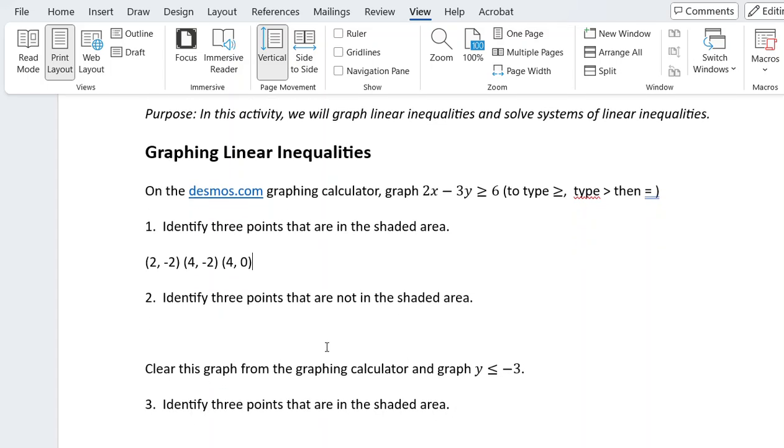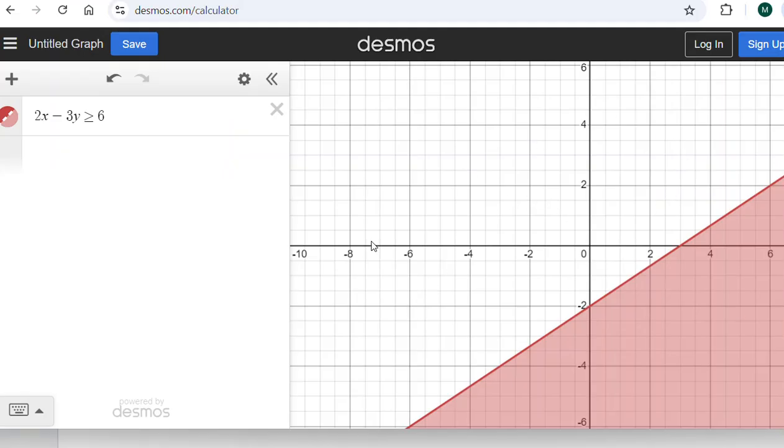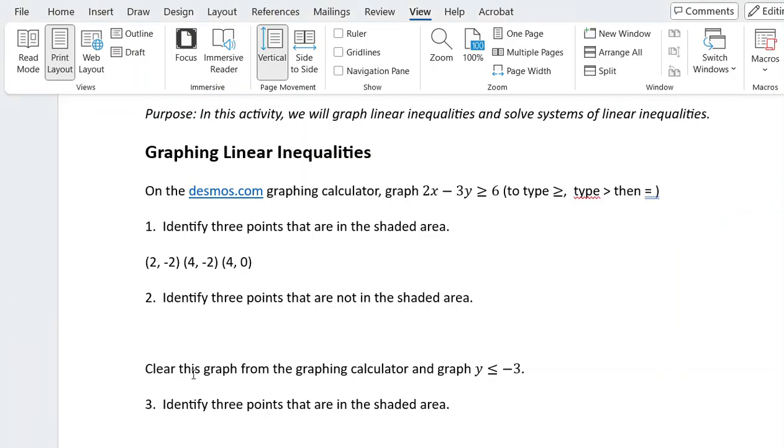Question 2 says to identify 3 points that are not in the shaded area. So any points in this area that is not shaded could be the 3 points that I identify. Again, there's lots of choices. I'll identify some easy to see ones here. We have (-2, -2), (-4, 2), and (-4, 4). All of those are points that are not in the shaded area.